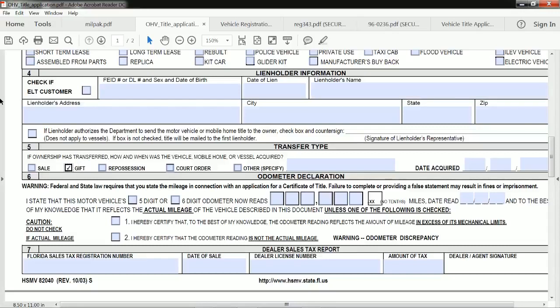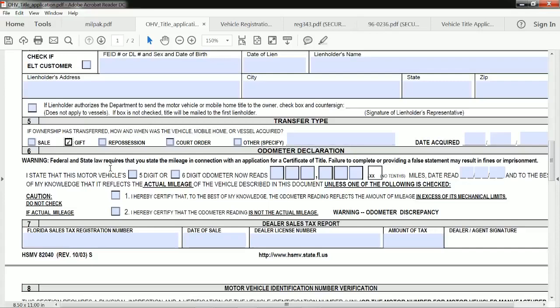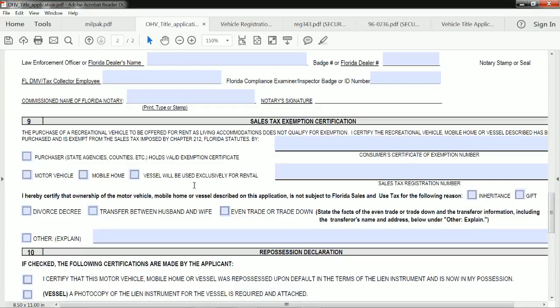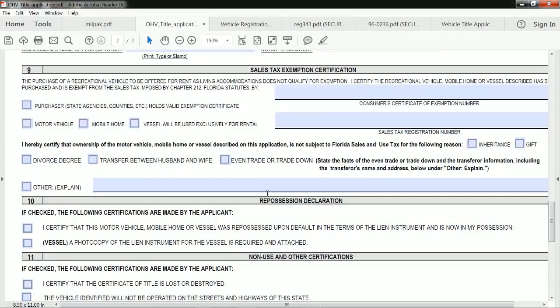Gift. There's no taxes on a gift. It's like a donation. So you're donating your property to your trust. So everything is a gift, not a sale. Gift, okay? And then you go from there. Continue reading, fill out the information you need, etc., etc.